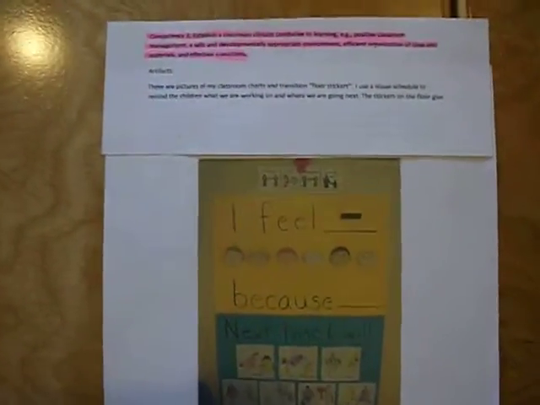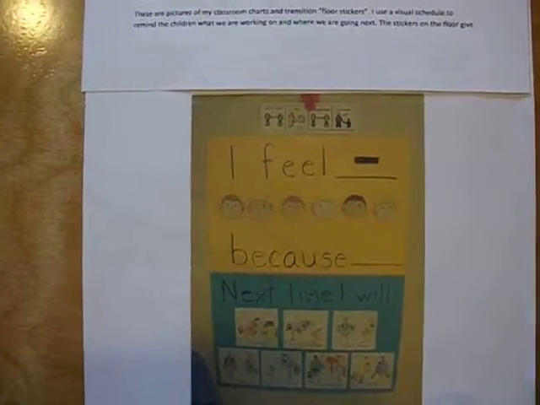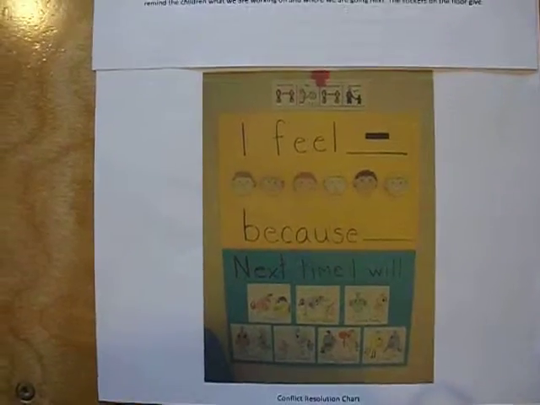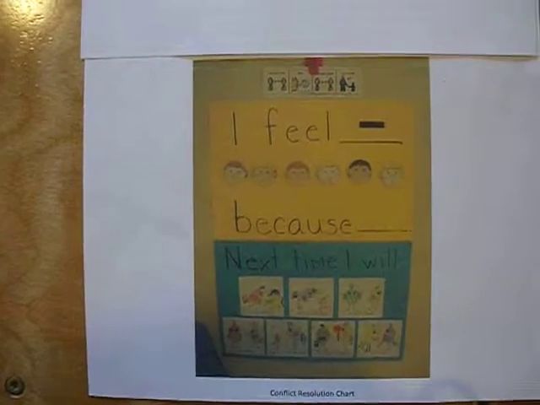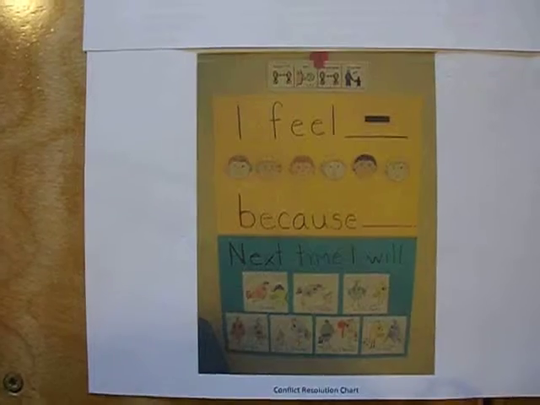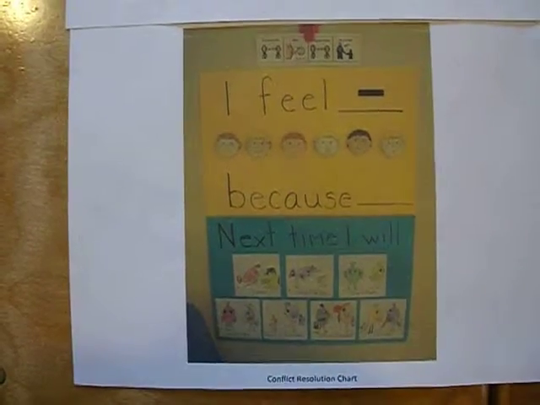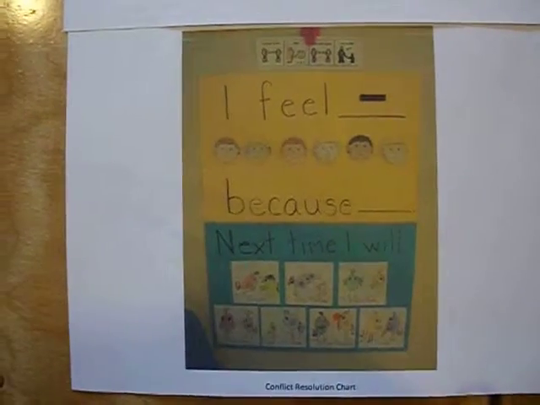Competency 3 is establishing classroom climate conducive to learning. So positive classroom management, safe and developmentally appropriate environment, efficient organization of time and materials, and effective transitions. This is a picture of a poster that I typically have up in my classroom, but this year my students are not quite ready for it.